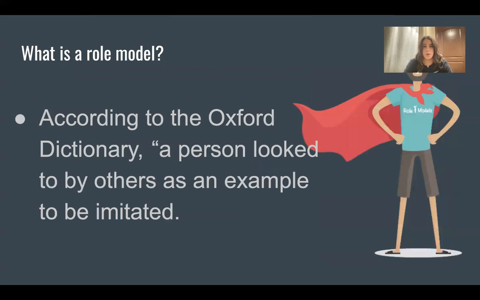According to the Oxford Dictionary, a role model is a person looked to by others as an example to be imitated. Through role modeling, you have the ability to influence your children's development in positive ways and make it more likely that they become people you will admire when they mature. What kids see and believe is usually what they become. Children are usually creatures of habit, so what others do around them is what they are going to do as well. So it is important that you have good role model traits to pass on to them.